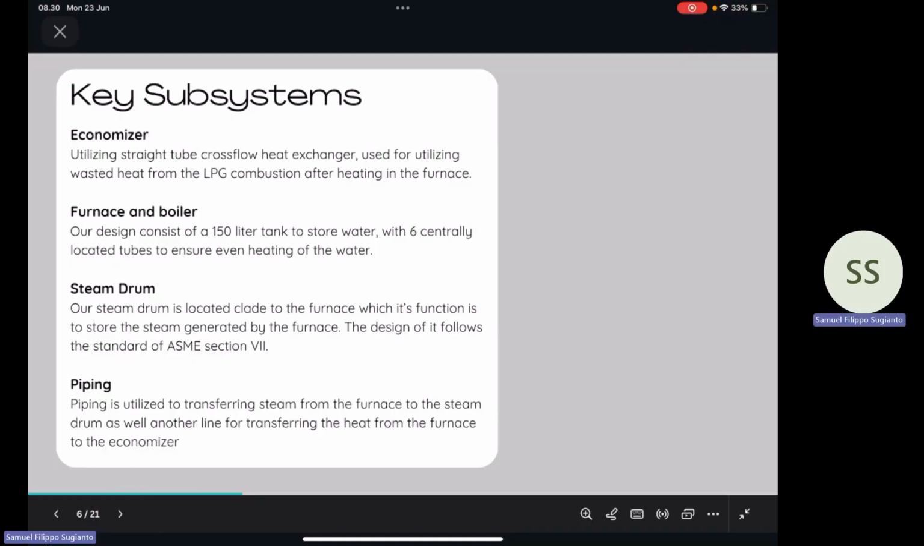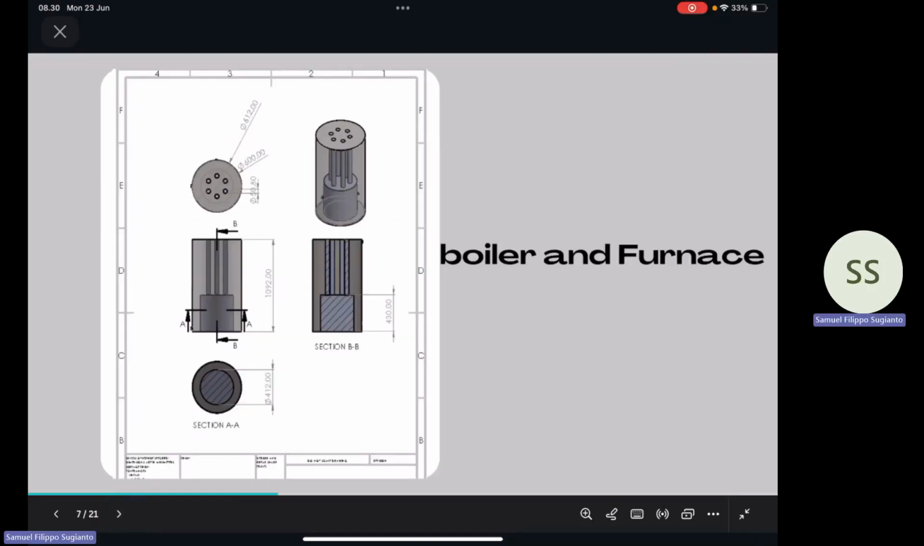Our steam drum is located next to the furnace, and its function is to store the steam once generated by the furnace. The design follows the standard of ASME Section 7. The piping is utilized to transfer the steam from the furnace to the steam drum, as well as another line transferring the heat from the furnace to the economizer. This is the CAD modeling of the boiler and furnace.